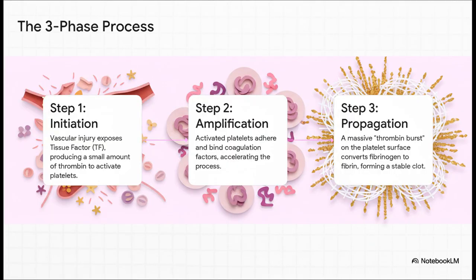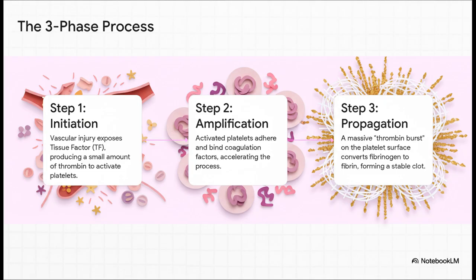So the modern cell-based model is really a story in 3 parts. First up is initiation. I want you to think of this as just a tiny little spark. An injury happens, it exposes tissue factor, and that kicks off a very small, very localized bit of thrombin production. Now, it's not nearly enough for a full-blown clot, but it's just enough to wake up the platelets. And that brings us to amplification, and this is where things really take off. Those activated platelets become the absolute stars of the show. They provide this massive surface area that acts like a turbocharger for the entire process.